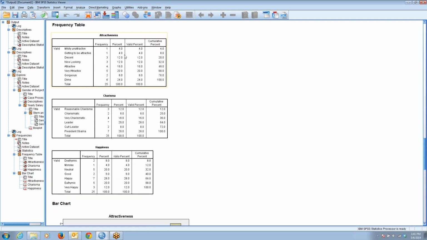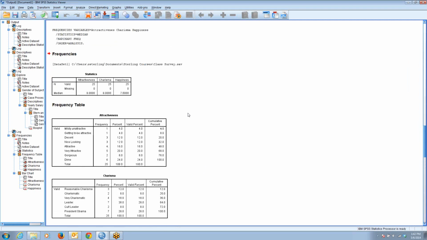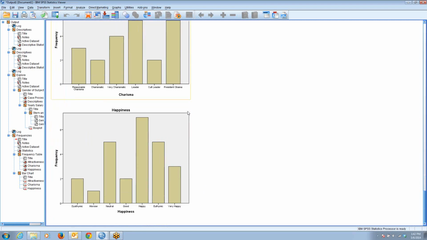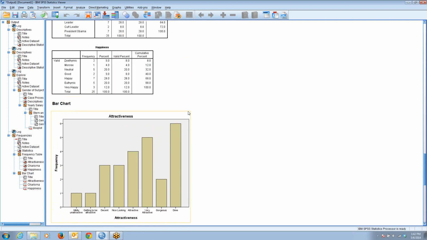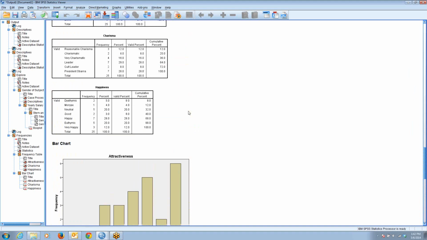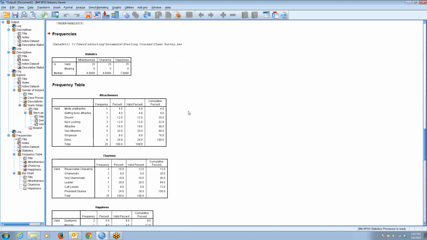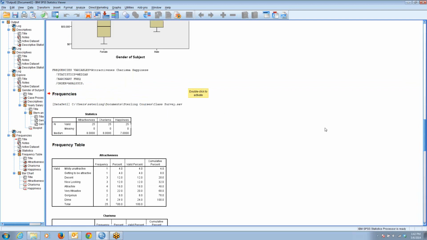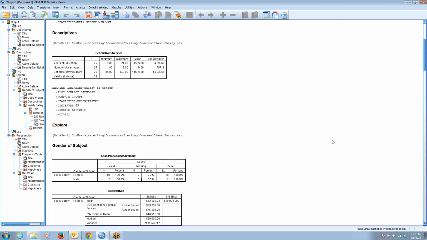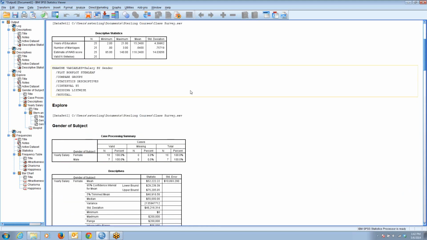So if we look here at the median, where is it? I'm not seeing median, but I thought I asked for that. Oh, there it is. Okay, so the median score for attractiveness is 8, charisma is 8, happiness is 7. Okay, I think that's probably enough for explaining how to do this.